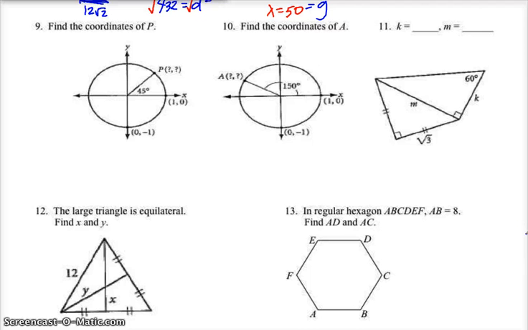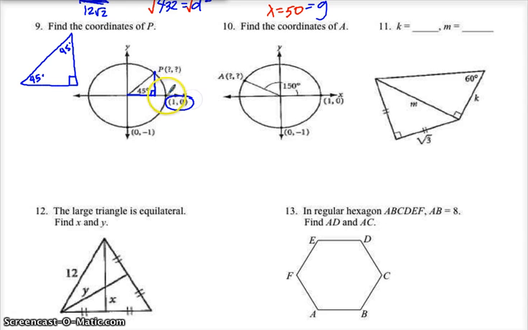Okay, number 9, a point up here again. So how do you get a point? You go to the right so many units and then you go up so many units, which creates a right triangle. So if we draw that over here on the side, this is a 45-degree angle, which means this has to be a 45-degree angle. So we have an isosceles right triangle.